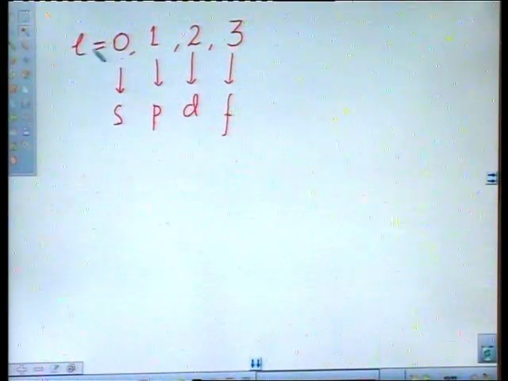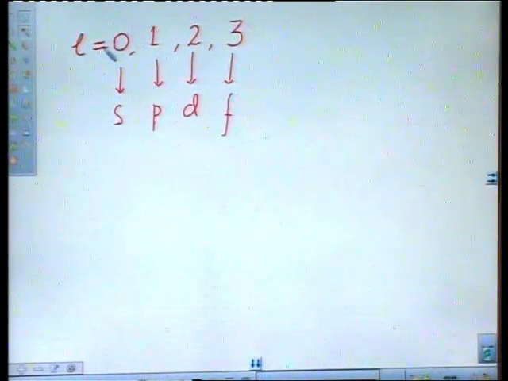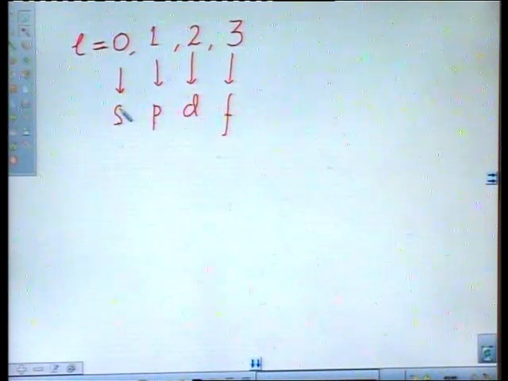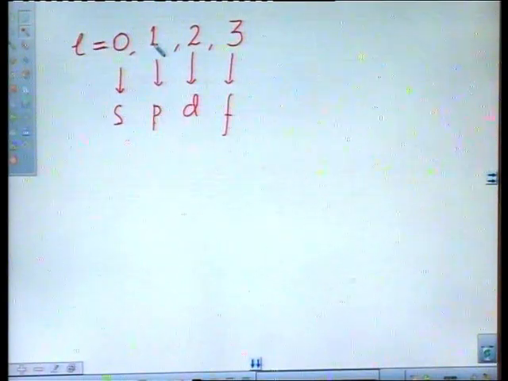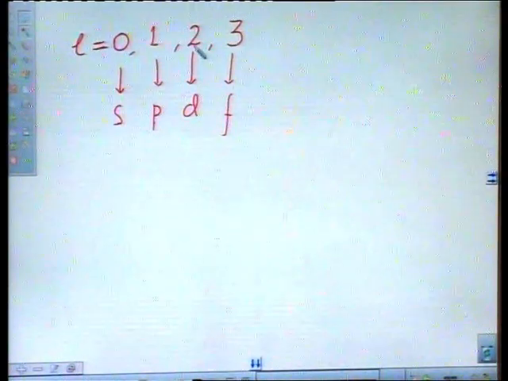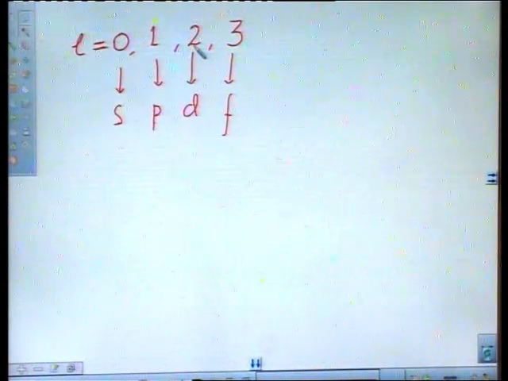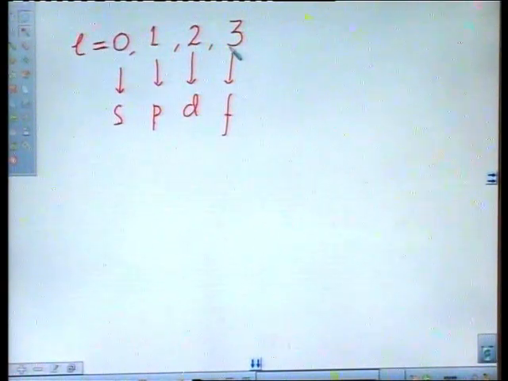So, if the value of L, that is the azimuthal quantum number, is 0, the name designated for 0 is S. If the value of L is 1, the name designated is P, and if the value of L is 2, the name for that is D. If the value of L is 3, the name given is F.